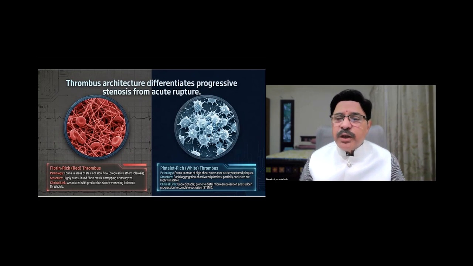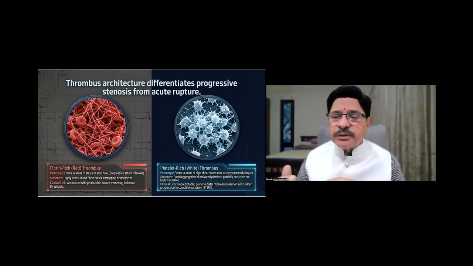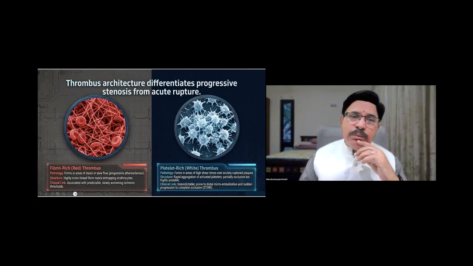Here forms an area of high shear stress over acutely ruptured plaques and rapid progression of activated platelets, partially occlusive but highly unstable. This can at any moment progress onto total occlusion, STEMI.